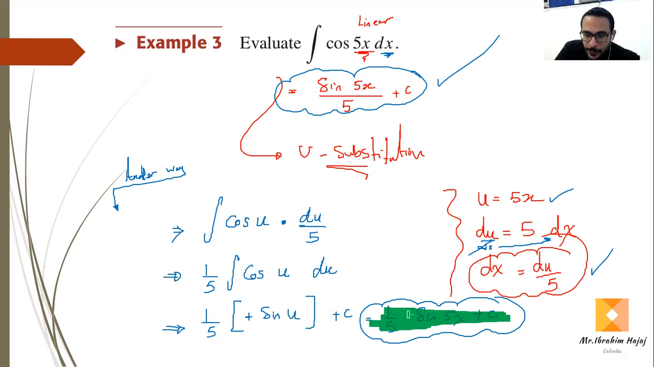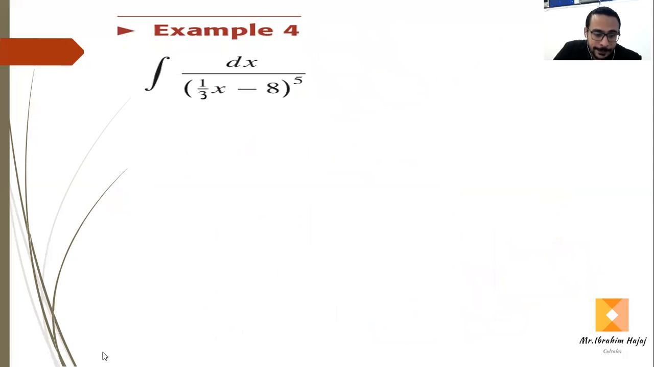Okay, Osama Younis, next question. We're going to use the substitution method here, or we can also use the regular way because 1 over 3x minus 8 is linear. Right? Sorry, Mr., I was in the bathroom. Okay, try to solve this question, Aya, using substitution.